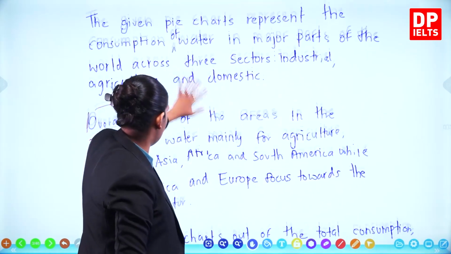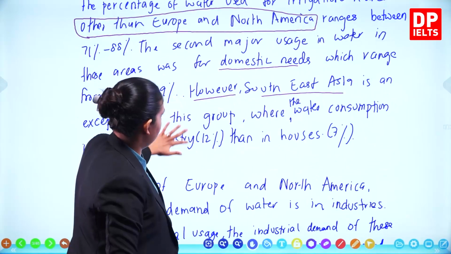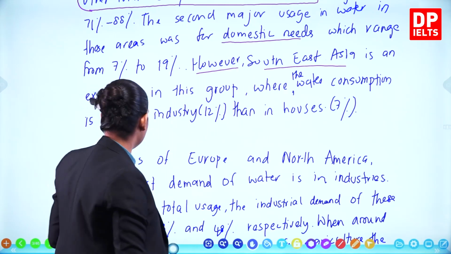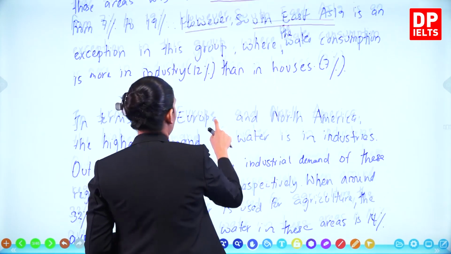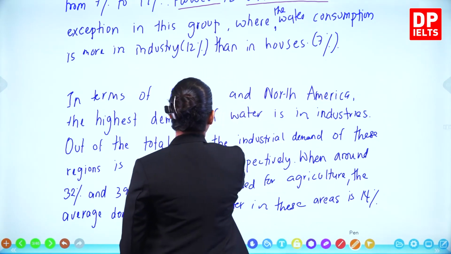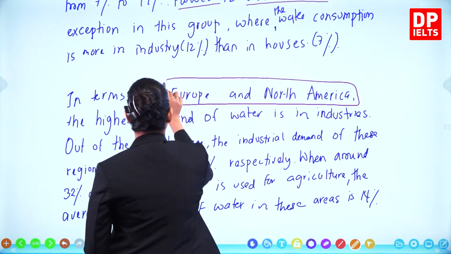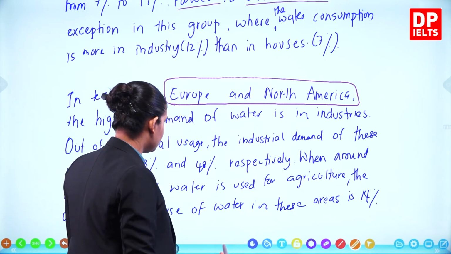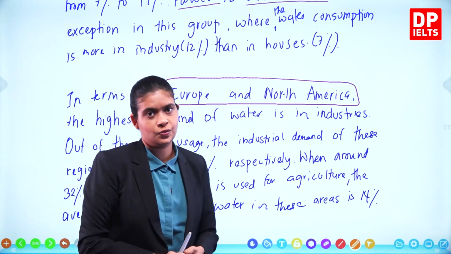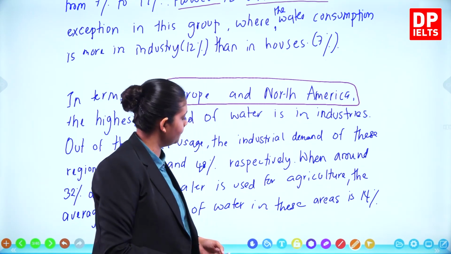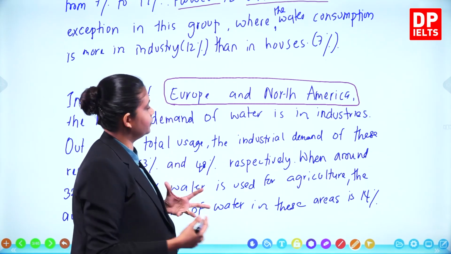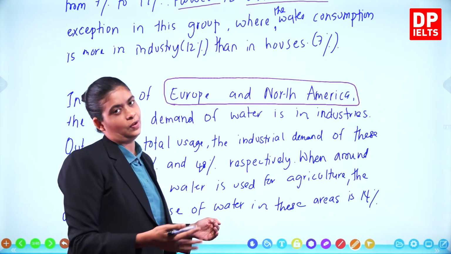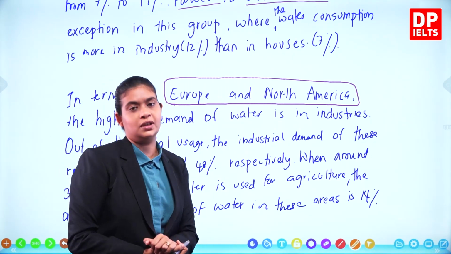In Southeast Asia, however, it is an exception and they have more on industry. Then have a look at it in terms of Europe and North America. What happens? They use it mostly for the industry, and then how do the other percentages work in those two countries? So I think now you've got a good understanding of how the answers should be structured. We've done questions before, so it's the same way that we're continuing.